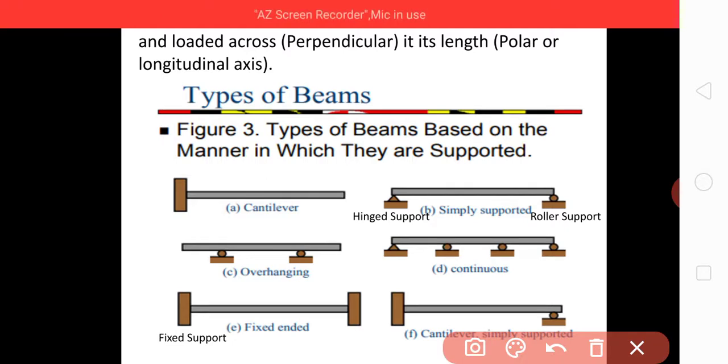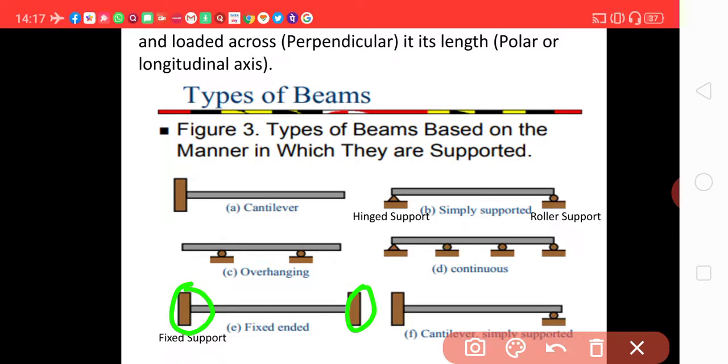This is a continuous beam. If supports are more than 2, here there are a total of 4 supports, then this beam is called a continuous beam. Here is a fixed beam. Here this end and this end both are fixed. Here it was hinged, here it was rolled, but here it is fixed in the wall. You find this in buildings, where both ends are fixed on the beam.